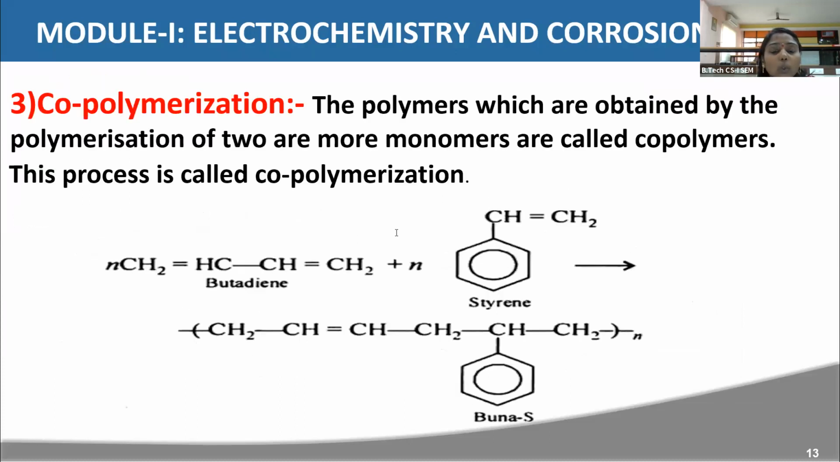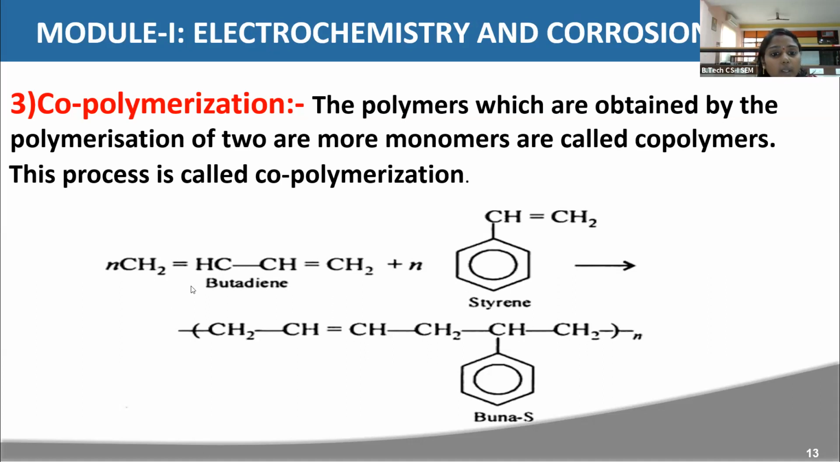The next one is copolymerization. The polymers which are obtained by the polymerization of 2 or more monomers are called copolymers. This process is called copolymerization. So we get more monomers.